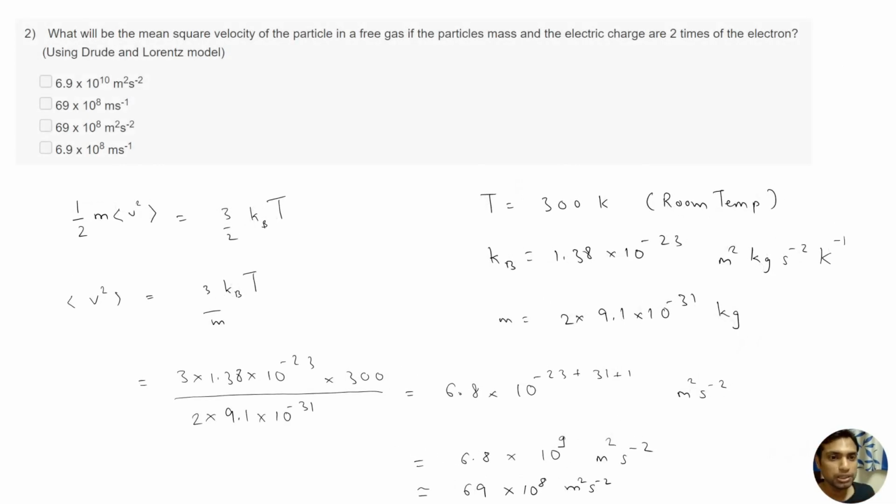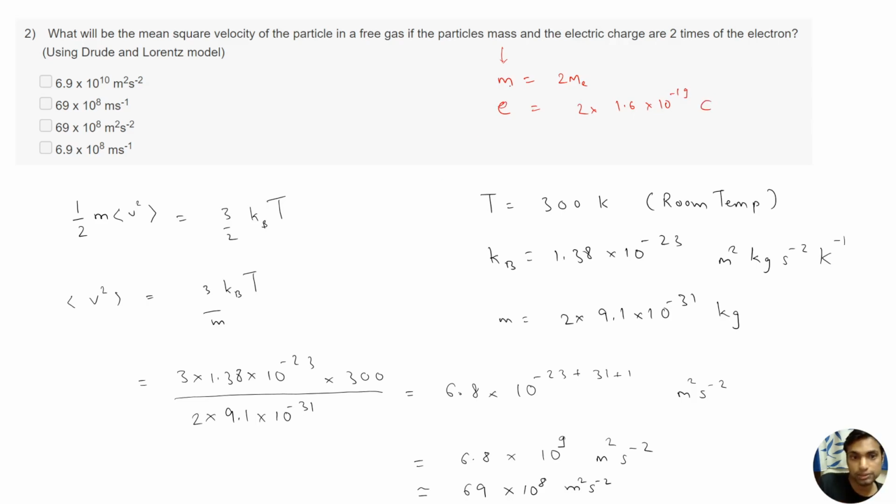Okay. So what will be the mean squared velocity of the particles in a free gas if the particle's mass and the electric charge are 2 times that of an electron? So what it is saying is its mass m is twice me and the charge e is 2 times the charge of an electron.